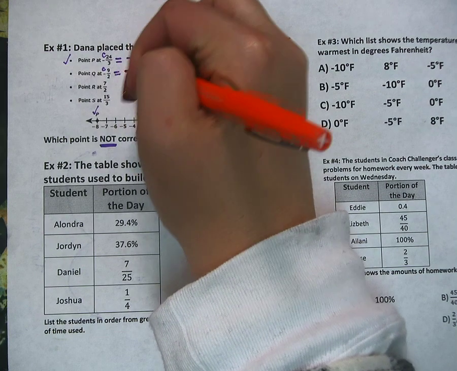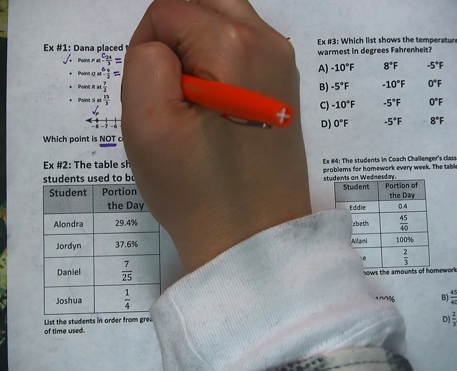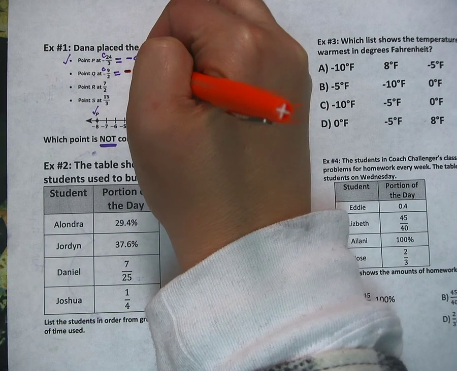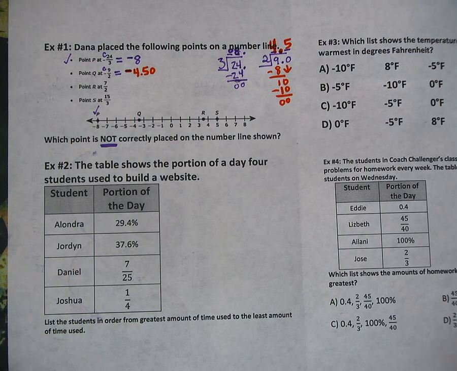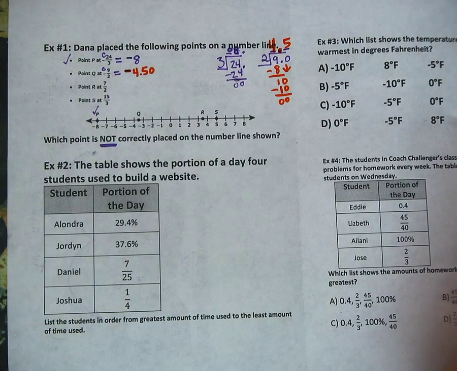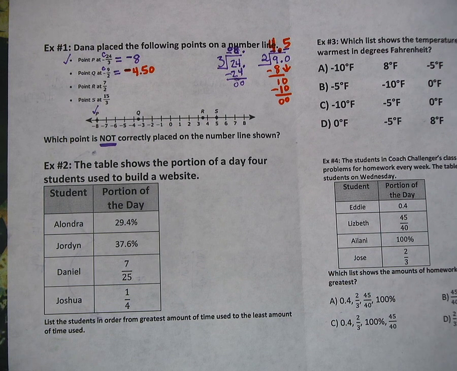So I have negative because it was negative before. And this time it's 4.5 or 450. Remember, we like it to look like money. So because this is a decimal, I made it look like $4.50.